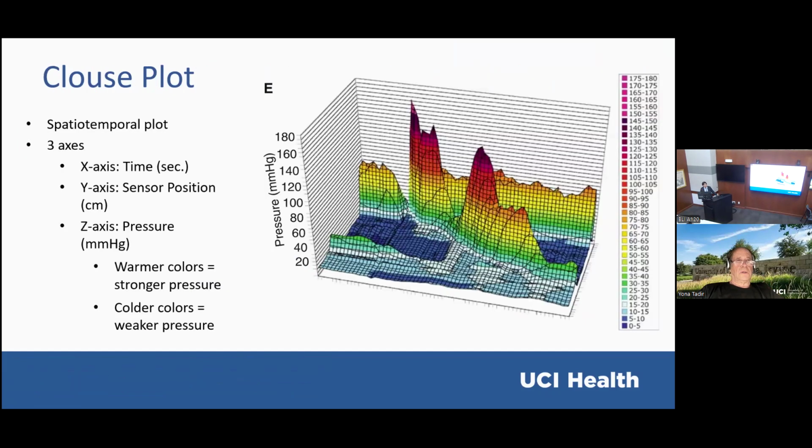And we have these Clouse plots that are produced from the manometry study. It's a spatiotemporal plot. If you can imagine a topographic map, you can get a sense of the elevation of a mountainous region from a 2D image. So the x-axis is time, the y-axis is the sensor position, and the color denotes the strength of the contraction. Red is warm pressure, blue is cold pressure.